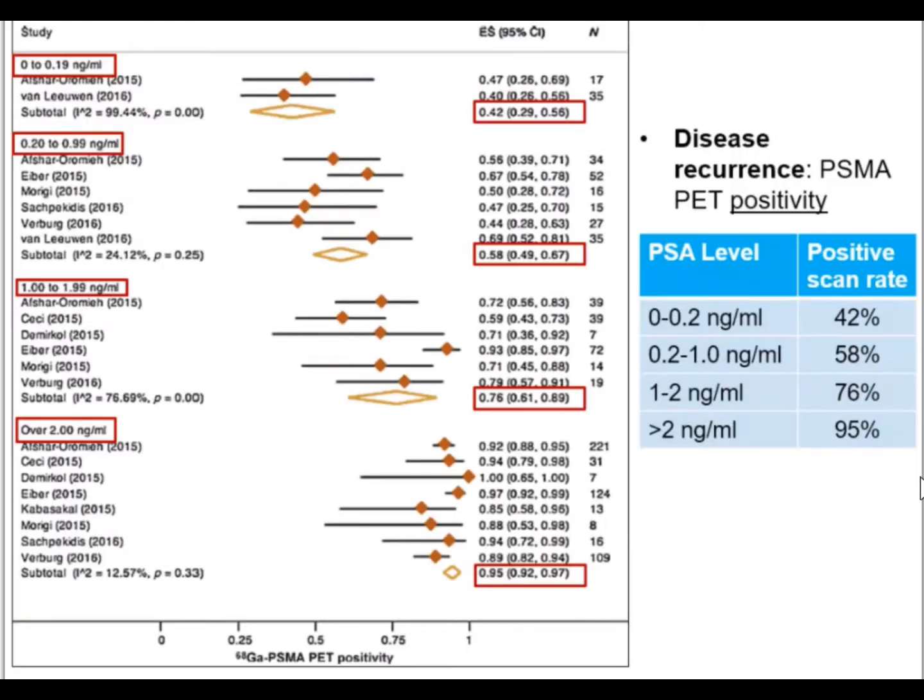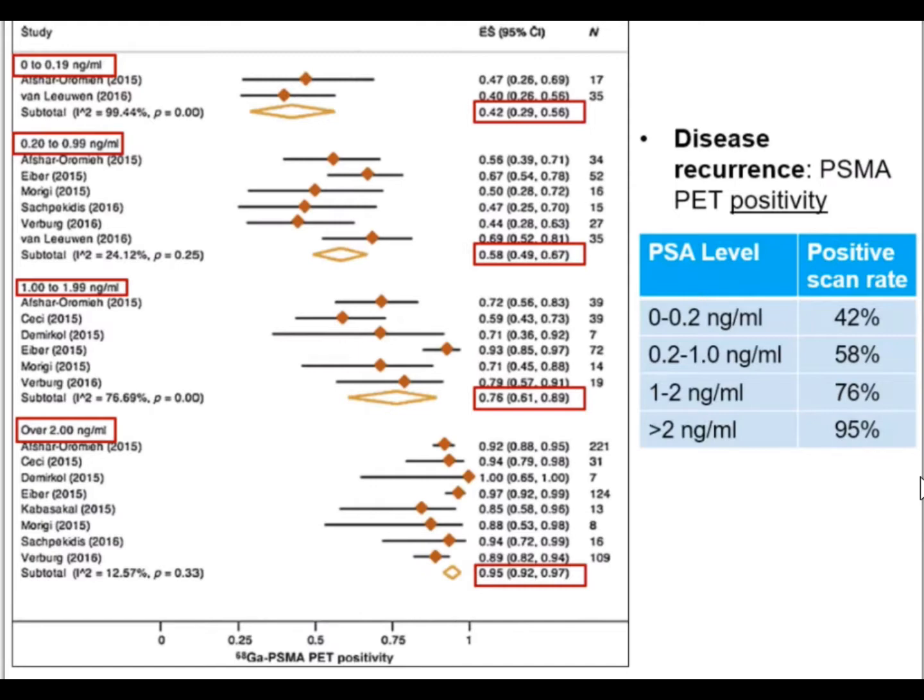In this same meta-analysis, what was also useful was looking at the PSA level and positive scan detection rate. What's good about the utility of PSMA PET is that at very low PSA levels, you already have a pretty high positive scan rate. Even from 0.2 to 1, you get 58% already. So in my practice, my cutoff is usually 1. If you have more than 1, I would do a PSMA PET, and it's likely to be positive. At PSA more than 2, you have a very high positive rate on the PSMA PET.